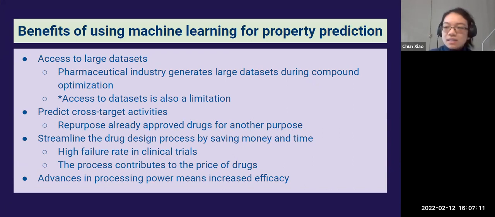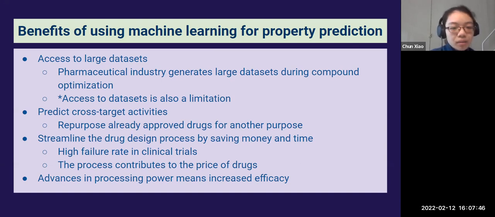And this is good, but this can also be a bad thing because many members of the pharmaceutical industry see their information about drug properties as a commercial asset. So they don't want to share it with other people because they don't want to lose their competitive edge. So this is a limitation because there are not a lot of well-labeled, good publicly available data sets that are free to use.